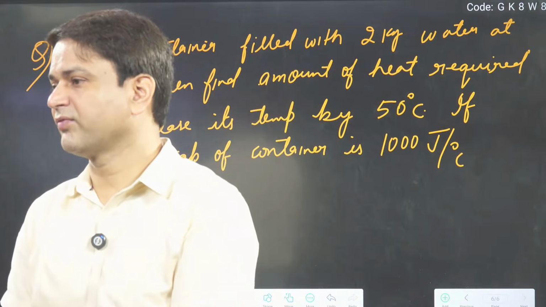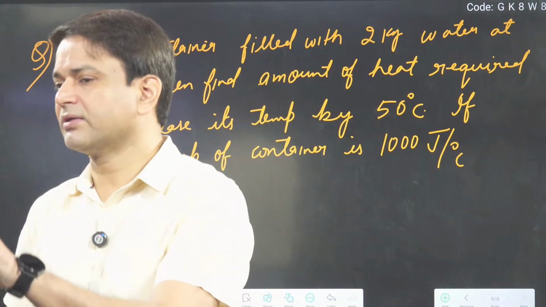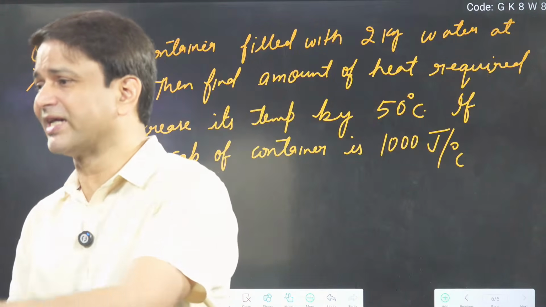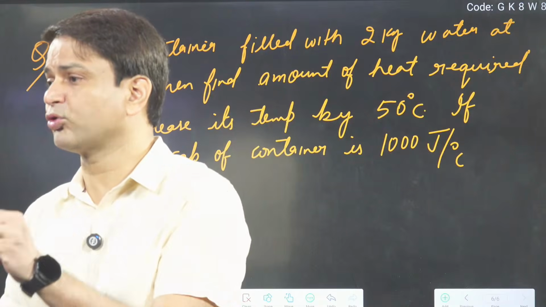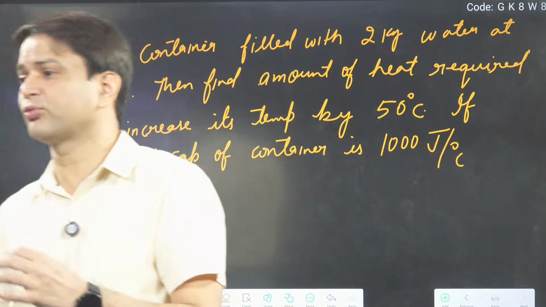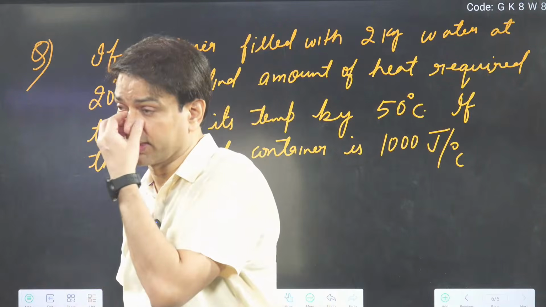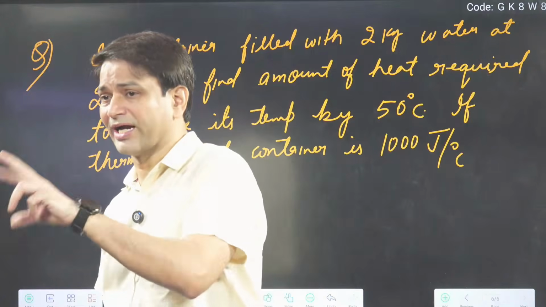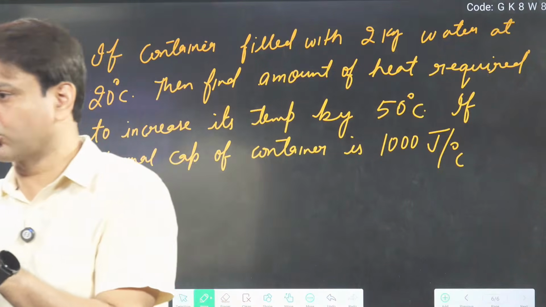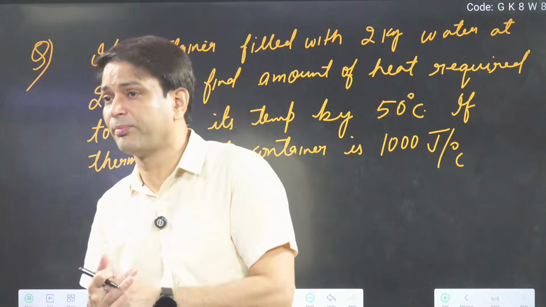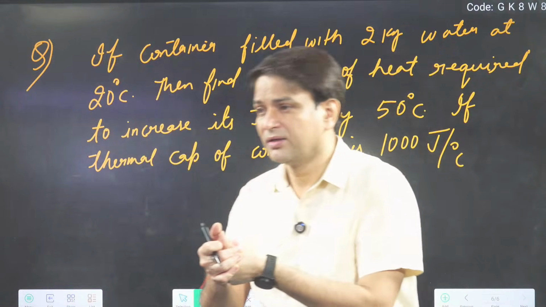Tell fast. If they have given the thermal capacity of the container, the water equivalent of the container, it means we have to give heat to the container also. We have to account for the heat absorbed by the container also. Now to get the total heat, we have to find the heat absorbed by the water as well as the heat absorbed by the container.